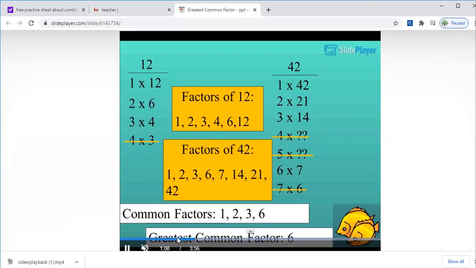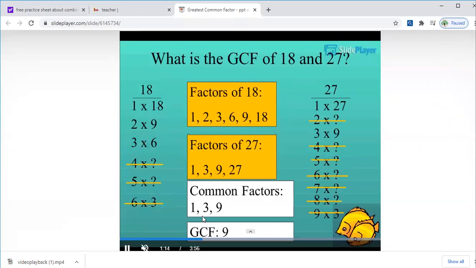So what are the common factors between the two numbers? The common factors are 1, 2, 3, and 6. But what is the highest common factor, or the greatest common factor? It will be equal to 6. So this is how we can find the greatest common factor of two numbers.